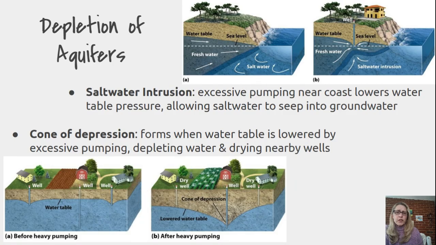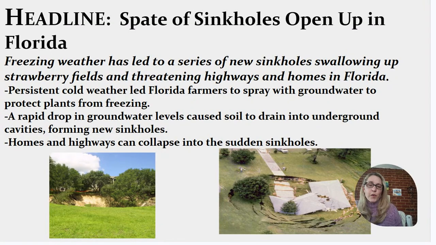Like I said, we'll take a closer look at depletion of aquifers and saltwater intrusion a little bit later. But this was a cool headline from a couple of years ago. Basically, some farmers in Florida were trying to protect their crops by spraying them with water before frost came through. We can talk about that a little bit later too. But what they did was they depleted their aquifer faster than it could replenish. And you can imagine if you've got ground with water filling the spaces of that ground and they take away all of the water, what ended up happening was the ground collapsed.